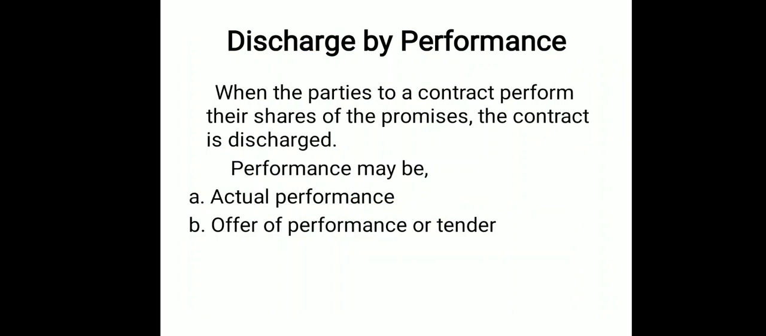Another one we have learned is offer of performance, or attempted performance, or tender. Here the promisor shows willingness and is ready to perform their obligation, but the promisee rejects it. Like in our old example, I am ready to deliver the car, but you say no, I don't want delivery now. This is known as attempted performance. I'll think okay, fine, he is not interested, so I'll search for another party. That is offer of performance, or attempted performance, or tender. So this is the first mode of discharge of contract.